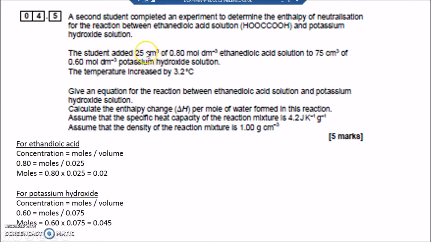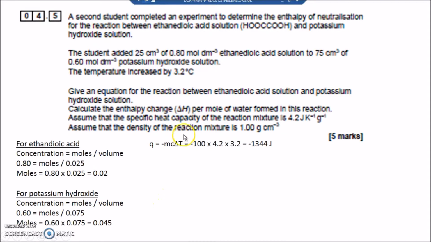Just remember you're not using centimetre cubed, you're converting centimetre cubed into decimetre cubed, a smaller unit into a larger unit, so you divide by 1000, and that's why I've used 0.025. I've converted the 25 centimetres cubed by dividing by 1000 into decimetre cubed, and similarly for the 75 centimetres cubed I've divided by 1000 to get 0.075. So that's where those two numbers have come from.